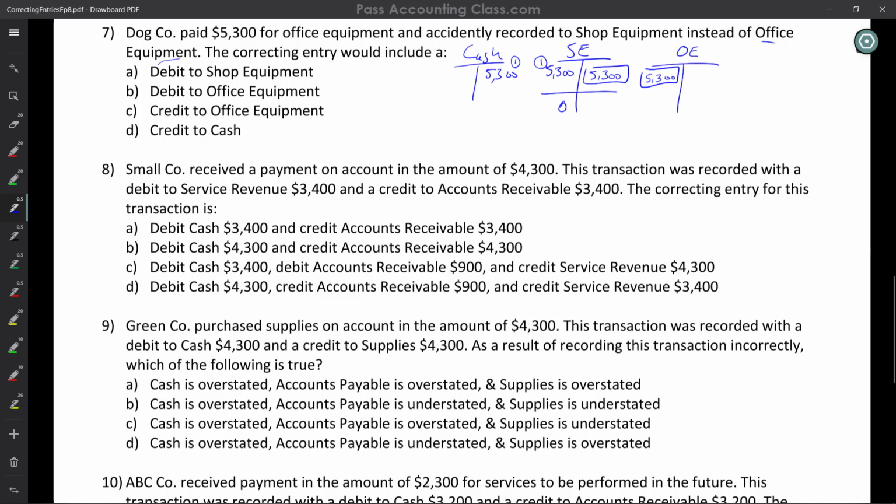So when we look through our answers, it has nothing to do with cash. We're going to credit office equipment. No, we need to debit office equipment. So it's going to be B. And we wouldn't debit shop equipment. We would actually credit shop equipment. So the answer there is B.